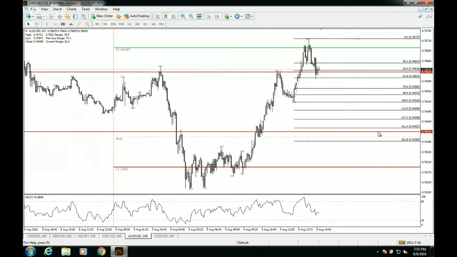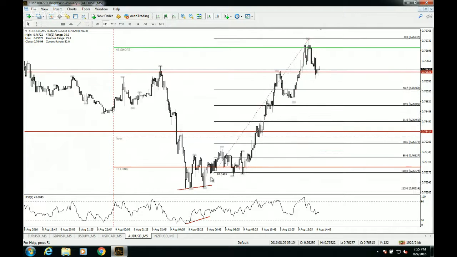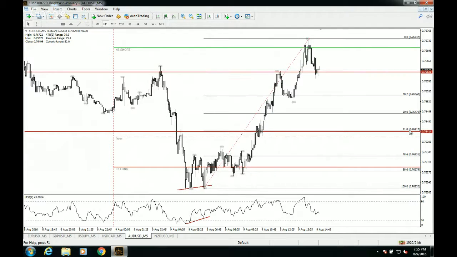The next level is over here at 76.40. This is actually a divergence setup. Over here we have a divergence, and that level itself will be a retracement towards the divergence. If you look into Fibonacci, it's actually a 61.8 retracement. So two key levels to look out for in Aussie dollar.